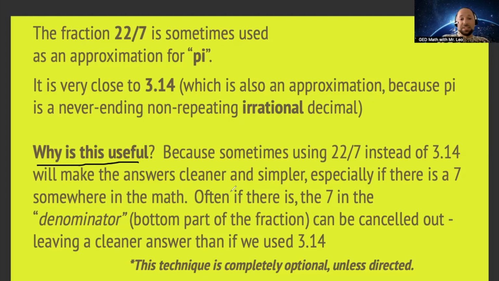Often, if there is a 7 in the denominator of the fraction, the bottom of the fraction, this 7 can be canceled out with a 7 somewhere else in the math, leaving a cleaner answer than if we use 3.14. Again, it's just to make certain things cleaner. If your math involves 7s and pi, this allows them to cancel out and we can have some nice friendly whole numbers. That's it. Please note, this technique is completely optional unless directed. Sometimes they say use 22/7 and then you've got to use it. Let's experiment a little bit with this and explore it and get comfortable.